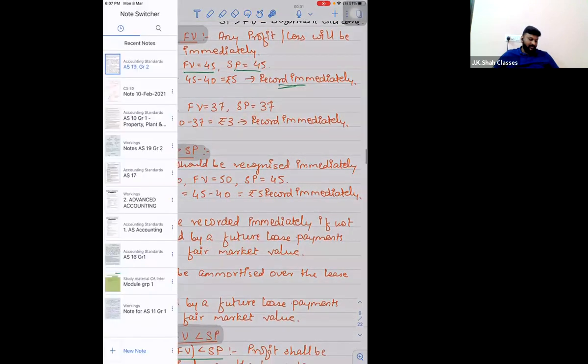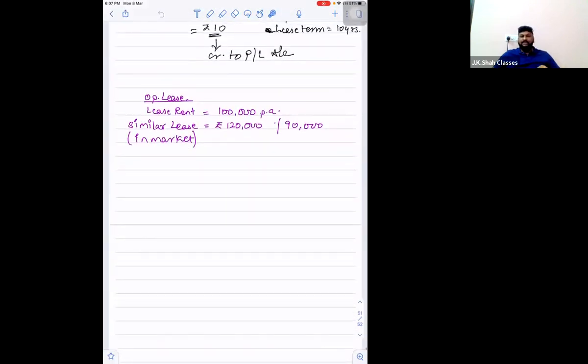Okay, the lease rent we are paying is 1 lakh per annum. If the market has a similar lease at 1,20,000, we are getting a benefit of 20,000. So we have to amortize that 20,000, right, sir? Why will I amortize this 20,000? This is notional, just for checking. We will amortize the loss.